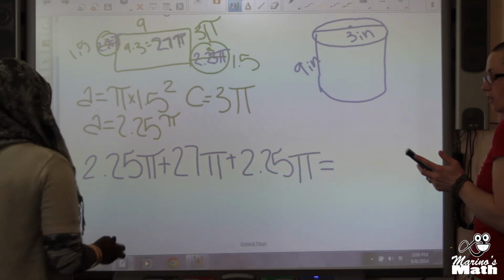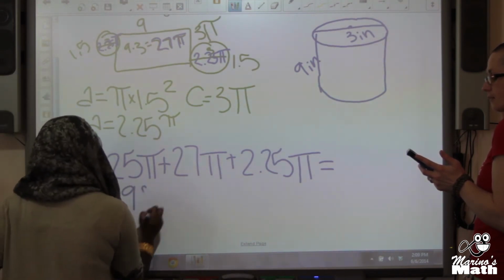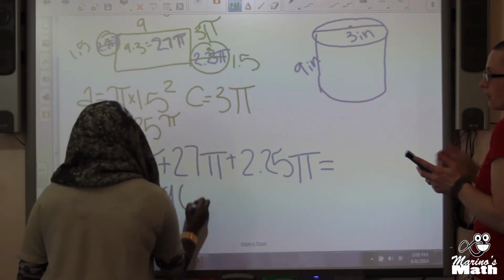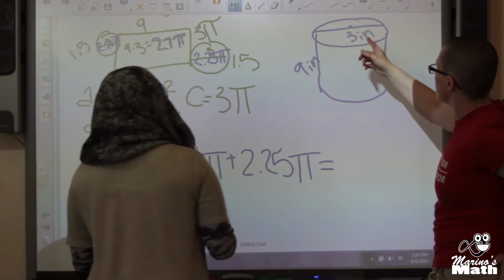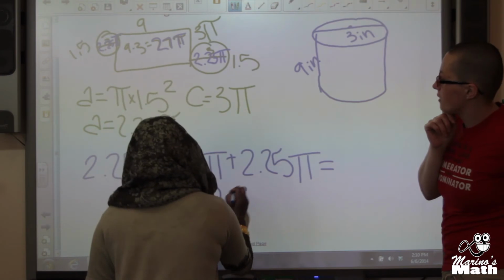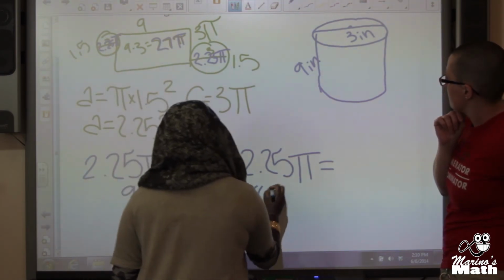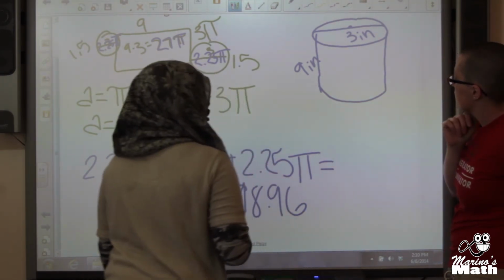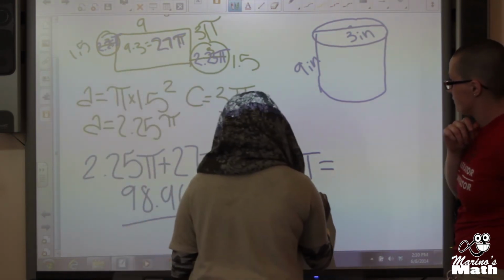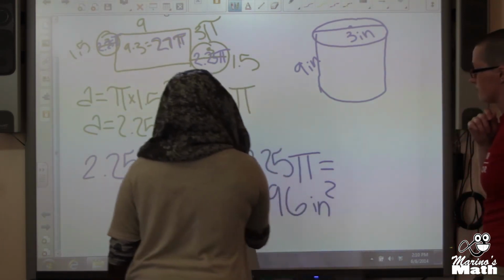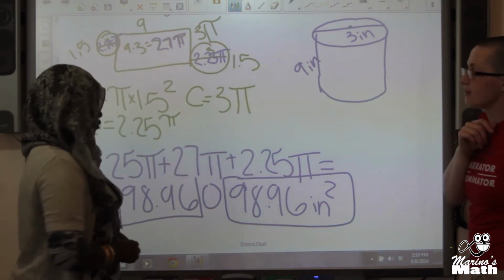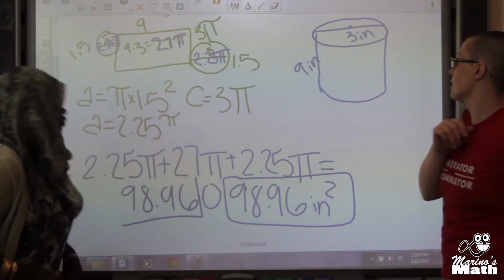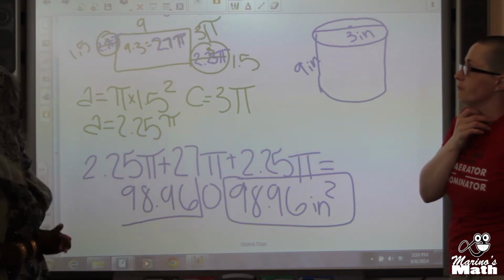And we end up with 98.960, so we can leave it at 98.96. And because you labeled it so beautifully, you can find the answer really easily. So 98.96 inches squared is our surface area for this cylinder.